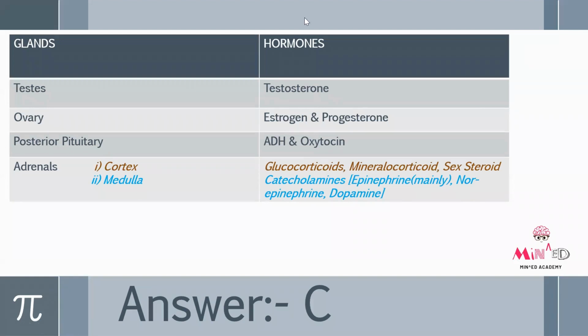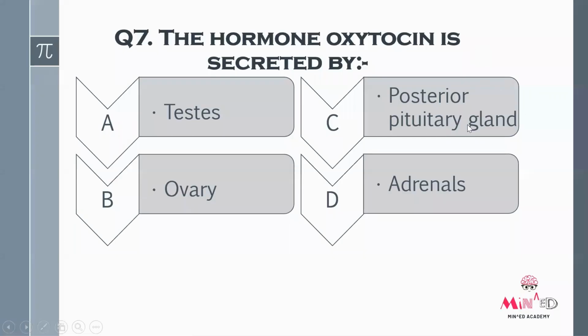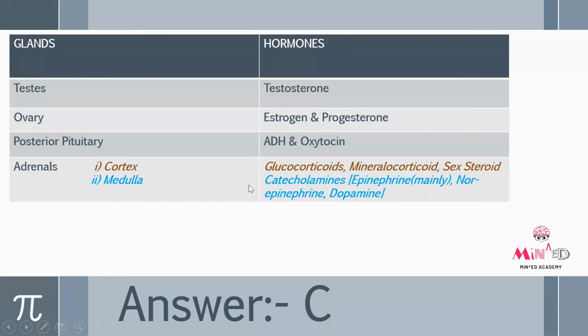In this, we'll see different glands and the hormones they secrete. First is the testis; they secrete testosterone. The ovary secretes estrogen and progesterone. The posterior pituitary secretes ADH and oxytocin. The adrenals have two parts, cortex and medulla. The cortex secretes glucocorticoids, mineralocorticoids, and steroids, and the medulla secretes catecholamines, that is epinephrine mainly, and norepinephrine and dopamine. So the answer for this will be posterior pituitary gland, because oxytocin is secreted by the posterior pituitary gland.